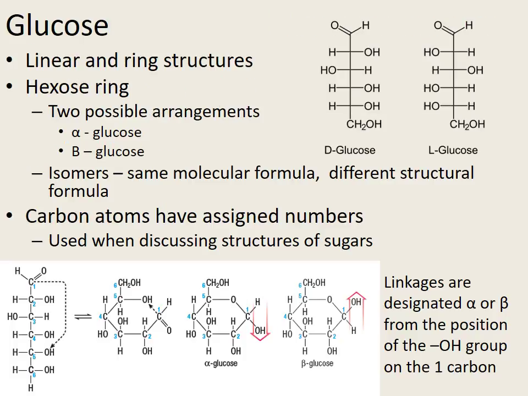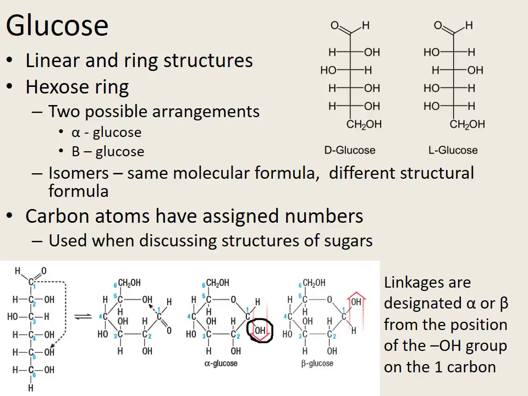Glucose, remember, this is the most important monosaccharide that we are going to be talking about. Taking a look at glucose here, there obviously are linear and ring structures, but mostly the naturally occurring structure that we will be talking about is the ring structure. There are 2 possible arrangements, alpha glucose and beta glucose. The difference between the 2 is the position of the hydroxyl group, the functional group, on the number 1 carbon. Notice how they are numbered here for you.